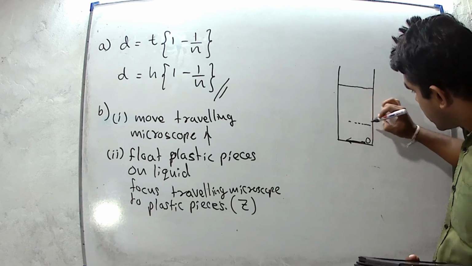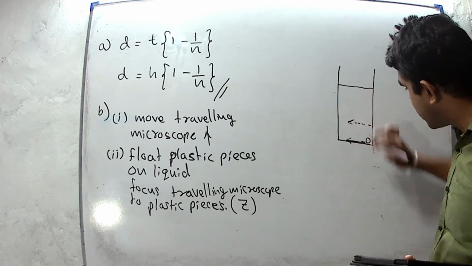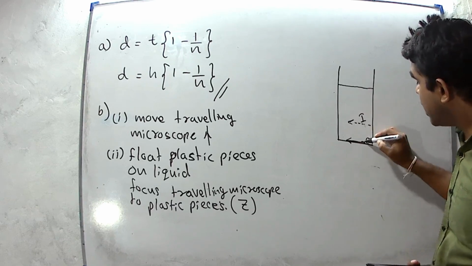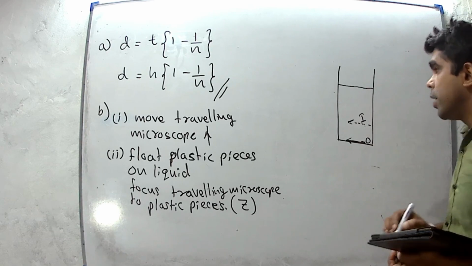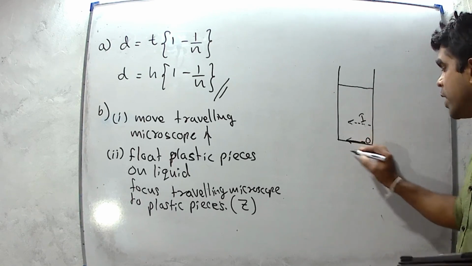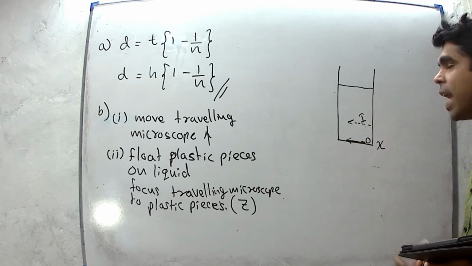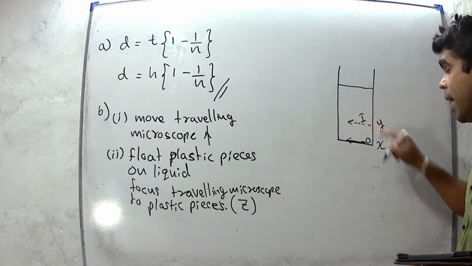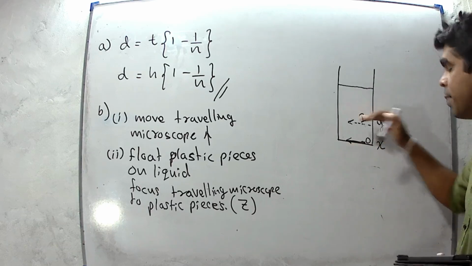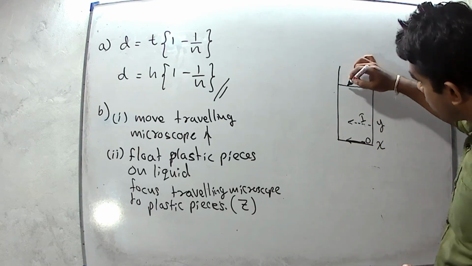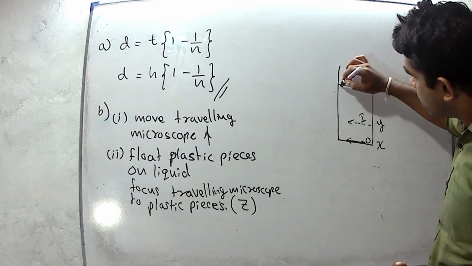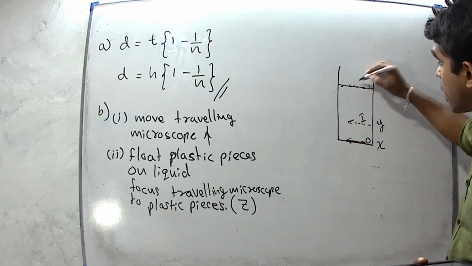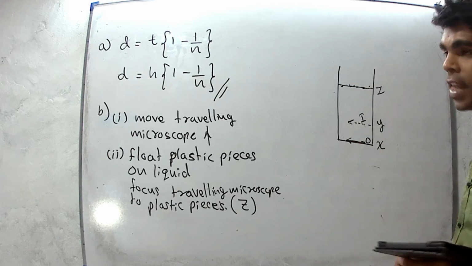Now the object is in this space. It means there is an apparent displacement. Now there is an image at this space. Then when focusing on the object O, the reading is X. When focusing on the image, the reading is Y. And then the final step, we have to float plastic pieces on the liquid, and when focusing on the plastic pieces, the reading is Z.